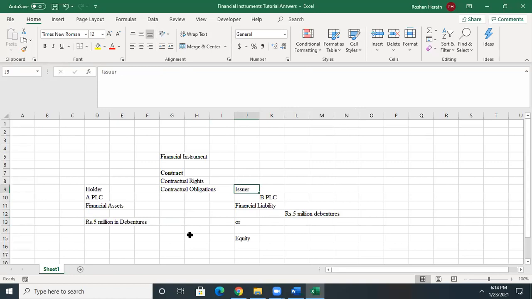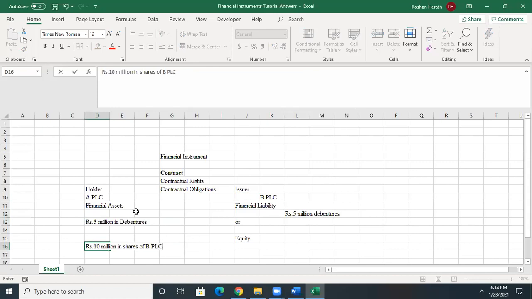Similarly, if I take another example, let's say that entity APLC invests in shares, right? They invest rupees 10 million in shares of BPLC. Most of the time they may be purchasing these shares from the secondary market, but in order to purchase that, BPLC should have issued these shares. So BPLC is the one who would have issued, right?